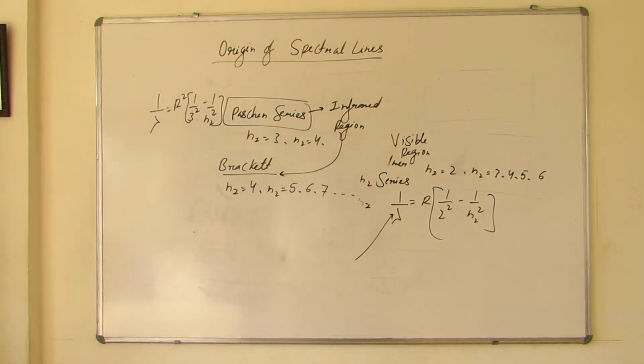The last one would be the Pfund series. So Pfund also lies in the infrared region, and you know that here n1 will be 5 for Pfund and the rest of the values you know, right? So that is there. So these we have discussed about the series. Now how do we solve the problems or the questions related to these things? So let us do some numericals based on this.